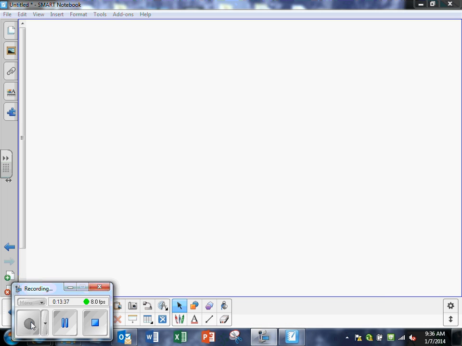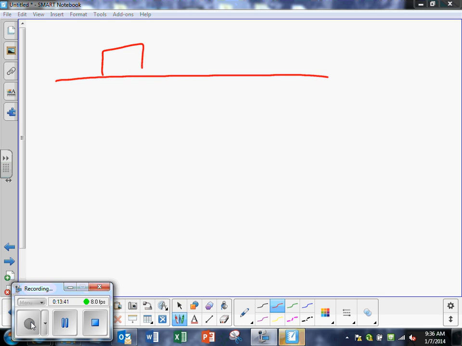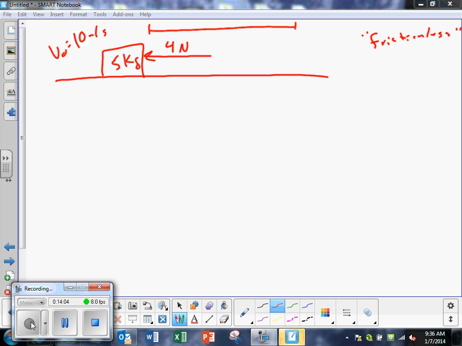Okay, let's look at a situation here. Let's say I got a 5 kilogram box. Let's say my initial velocity is 10 meters per second. Let's say I'm trying to slow this thing down, so I apply 4 newtons, and let's say that this is frictionless. But I'm pushing on this with 4 newtons, and I do that over 10 meters.